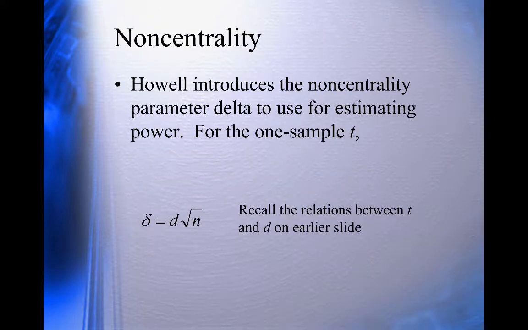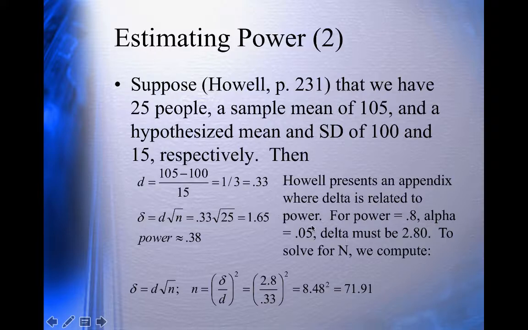So, all right. Howell introduces the non-centrality parameter delta for estimating power. For the one sample t, delta is equal to d times the square root of n. That should look familiar. Recall relations between t and d on the earlier slide, so that's why it should look familiar. All right, suppose, and this comes from Howell, that we have 25 people, a sample mean of 105, and a hypothesized mean and standard deviation of 100 and 15 respectively.